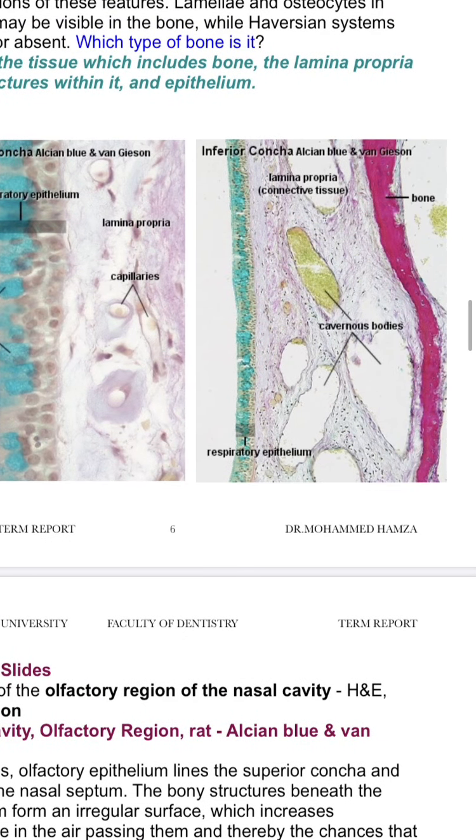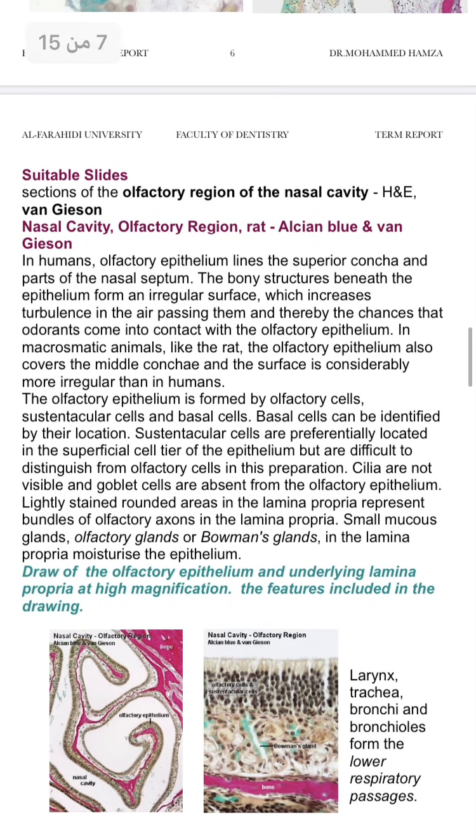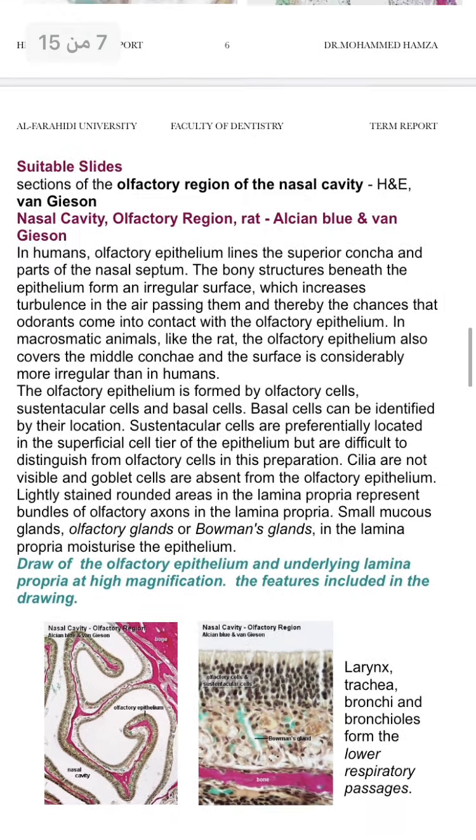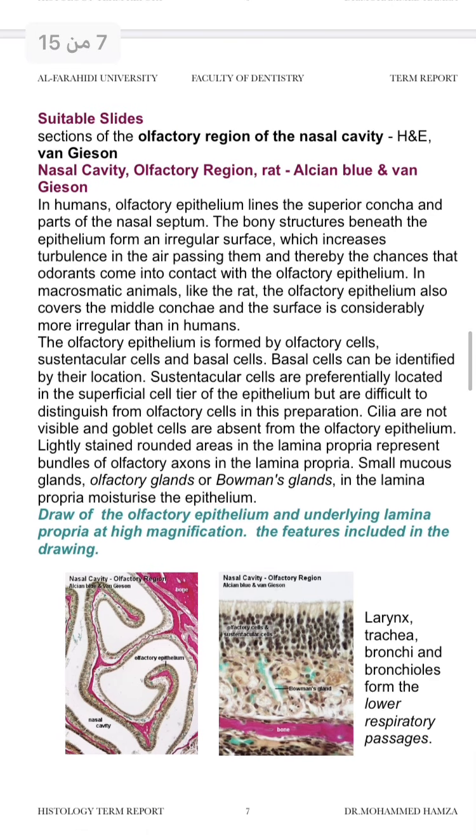We have this histological slide on the microscope. Now we move to another slide, which is a slide of the olfactory region of the nasal cavity, also stained, and we can see how it is prepared.